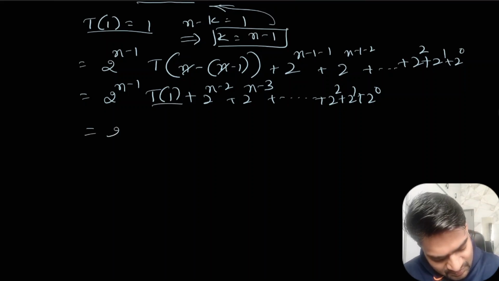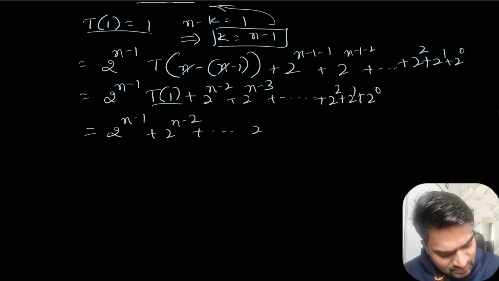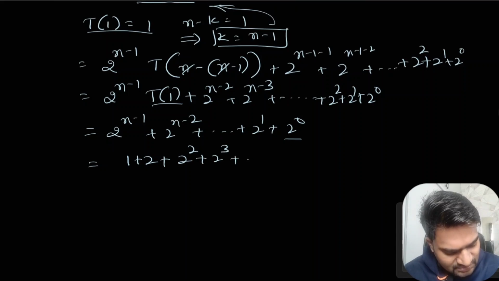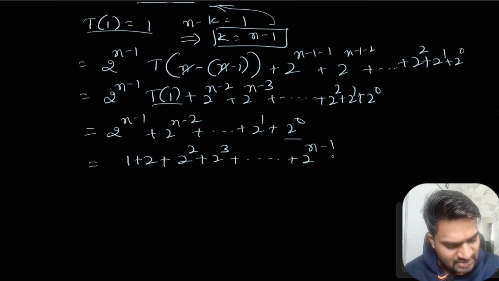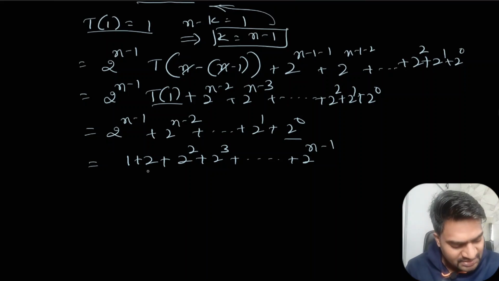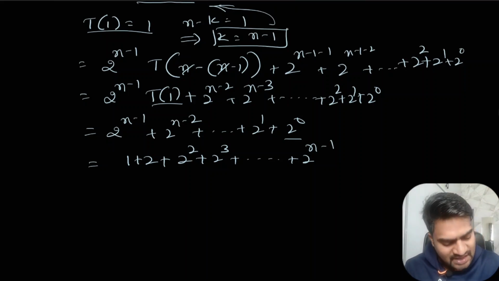So it will be 2 to the power n minus 1 plus 2 to the power n minus 2 and so on, 2 to the power 1 plus 2 to the power 0. If you see, this is nothing but, I'll write it in reverse order, 1 plus 2 plus 2 to the power 2 plus 2 to the power 3 and so on up to 2 to the power n minus 1. So this becomes a geometric progression equation. So if that is the case, how to find the sum of n terms?